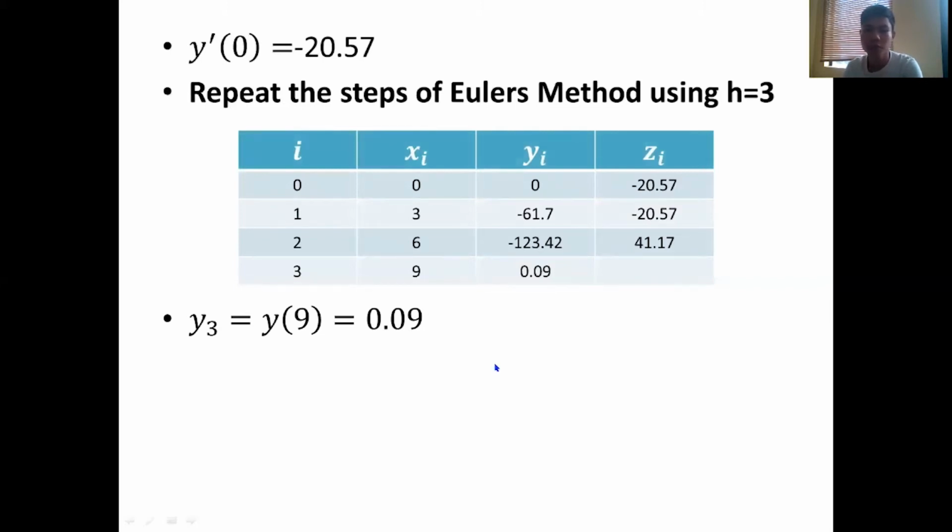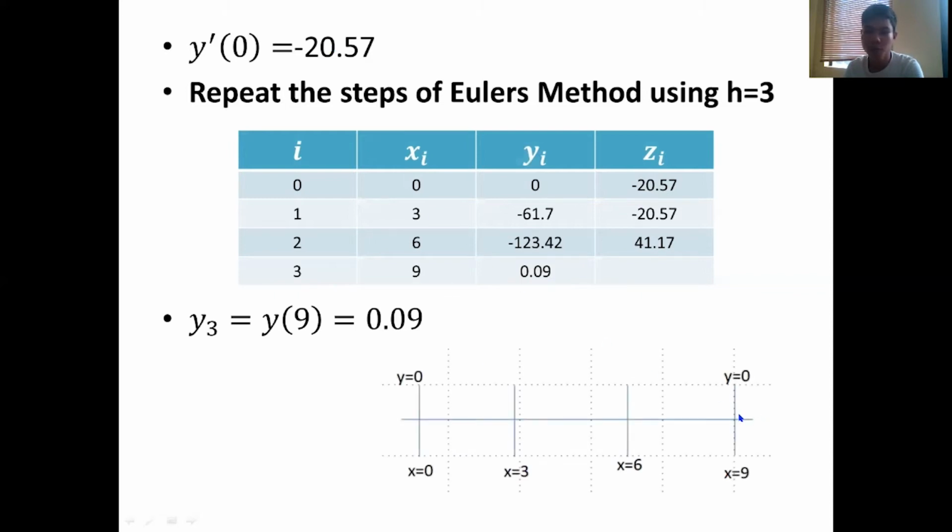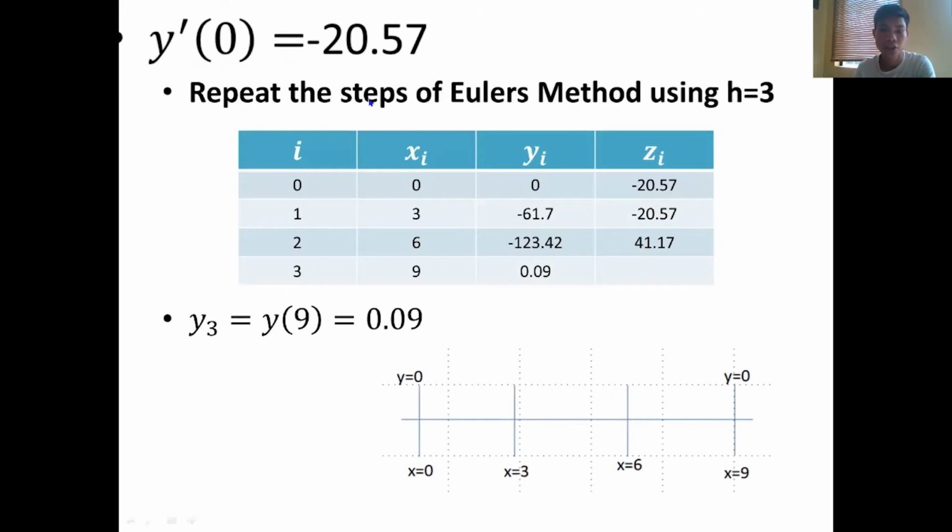So the initial value that we get, our best shot to find the exact solution at this point, will be y prime of 0 equals negative 20.57. Since it is our best shot, it is the answer in the multiple choice. And that would be all for this presentation. Thank you. Now we're going to answer the questions in shooting method.